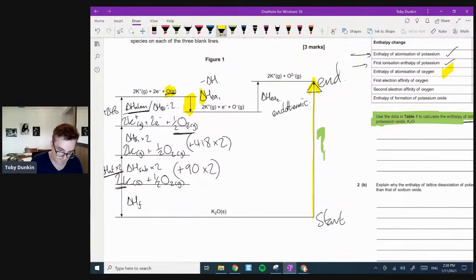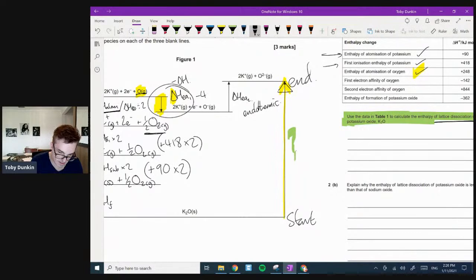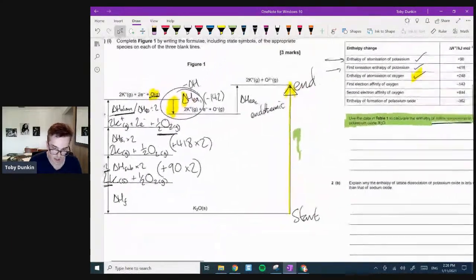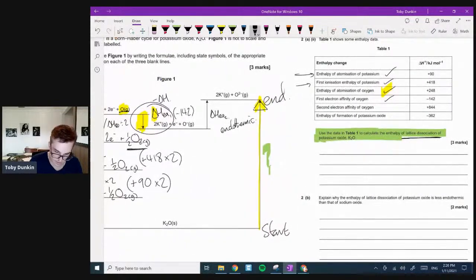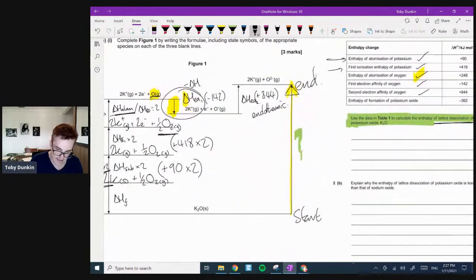Then we can say, right, first electron affinity for oxygen, that's this one over here. That should be exothermic, which it is, minus 142, put it in a bracket. And as you only need it once, we don't need to multiply it at all. Next one, electron affinity 2, which now becomes plus 844 in a bracket. And then the last one is the enthalpy of formation, going down here at minus 362 in brackets.